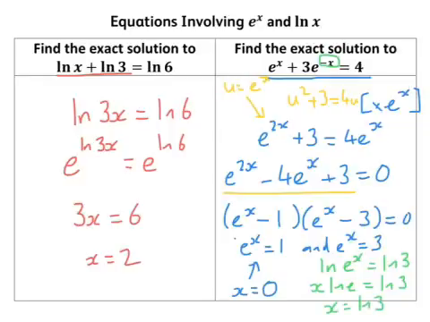So you just got to be a little bit careful. Remember they're inverses of each other. And if you're applying logarithms or applying e to both sides, or removing logarithms, whatever you want to call it, you've got to do it to the whole thing. So just take a little bit of care there.